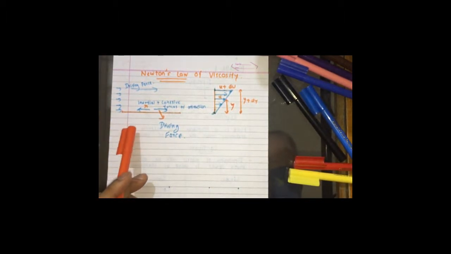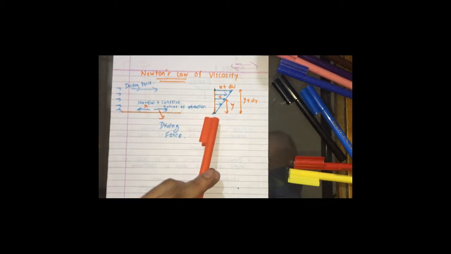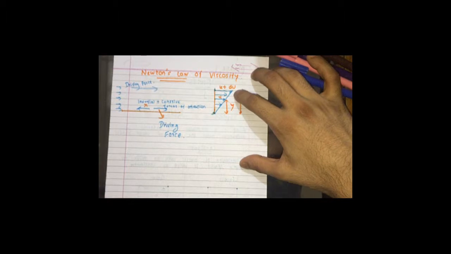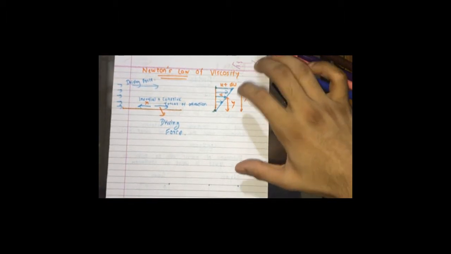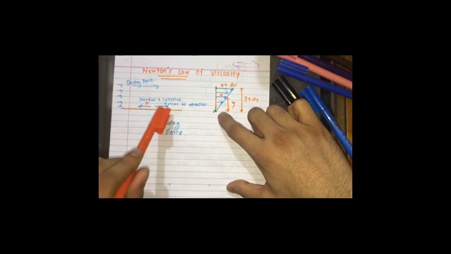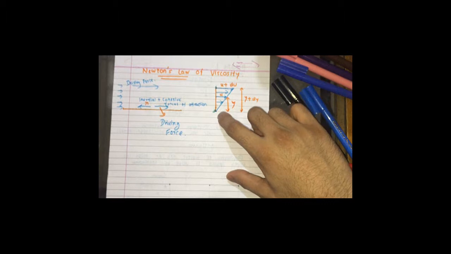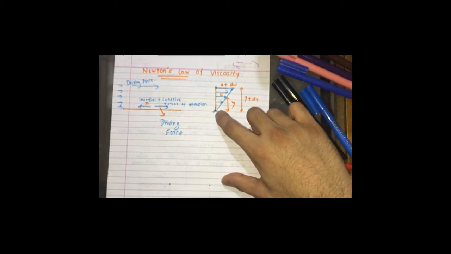So now if we draw a distribution curve over here, at the topmost layer we get the same velocity as the velocity of the flow entered, that is the driving force. But at the bottom layer, the inertial plus cohesive force of attraction opposes the driving force, it nullifies it completely. So we get the velocity over here as 0.